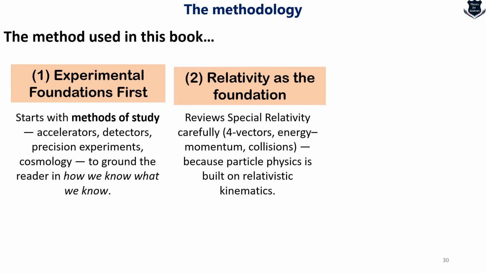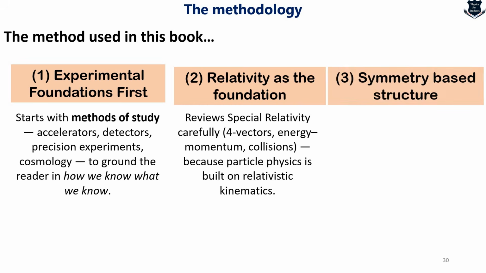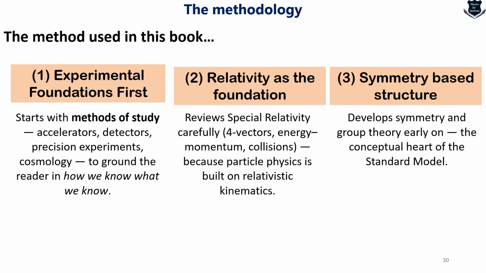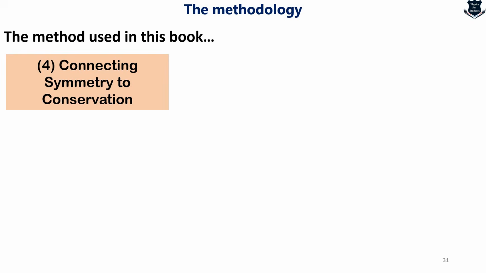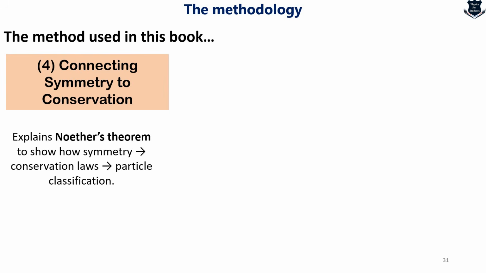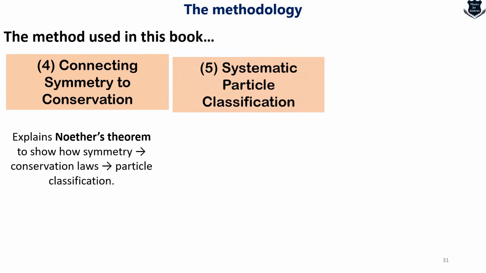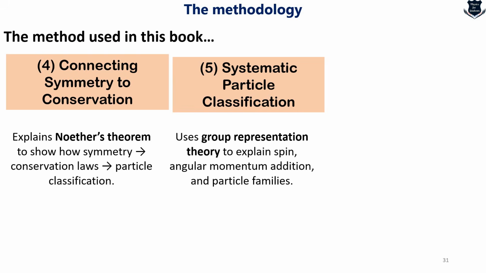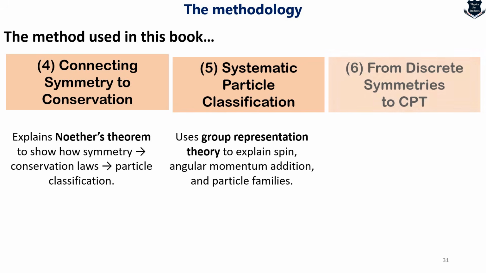It builds on your four vectors, because particle physics indeed is built on relativistic kinematics. The symmetry based structure is also being covered, because this has been developed early on, and it is the conceptual heart of what is called the standard model. Further, the book on the fourth phase connects to the symmetry, that is Noether's theorem, very importantly the particle classification. Then it goes forward on systematic particle classification, I mean to say how they are actually classified in terms of spin, angular momentum, etc.